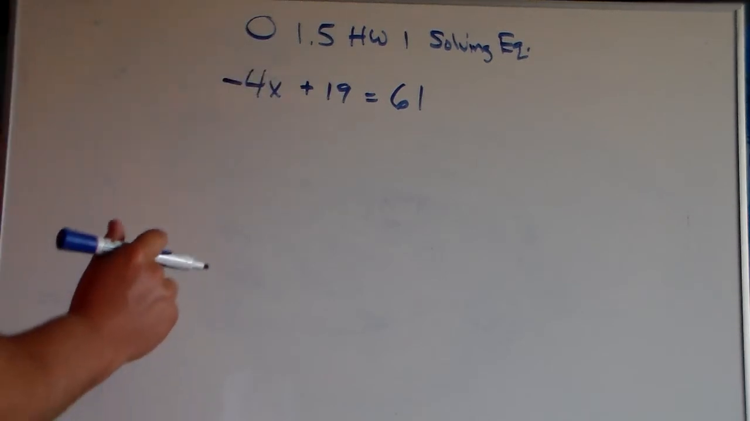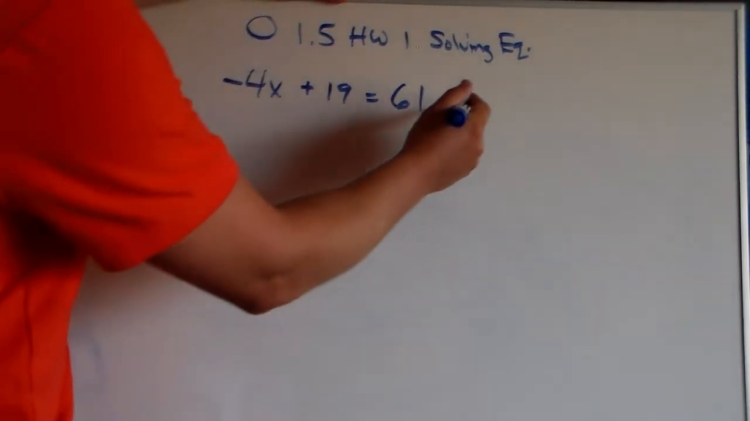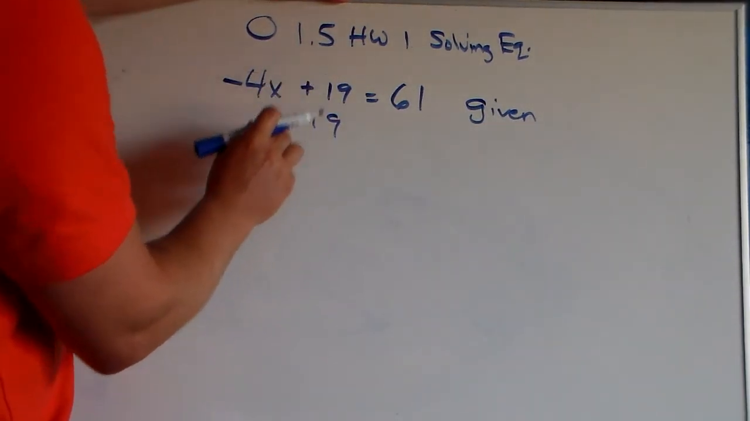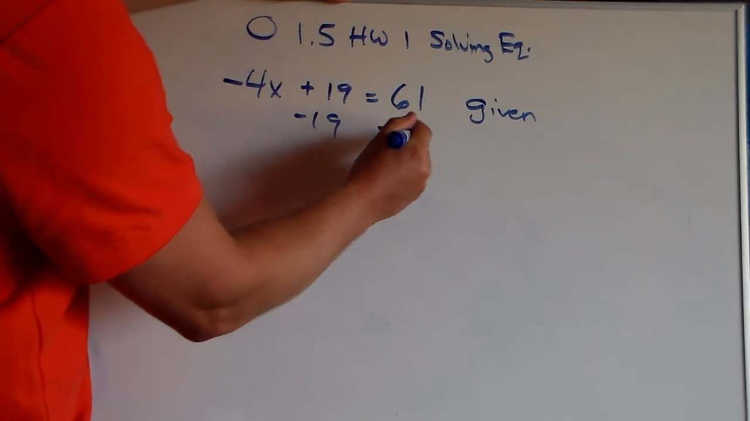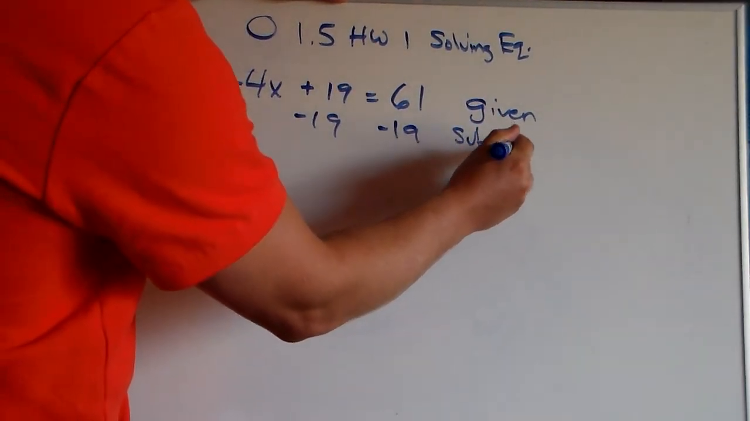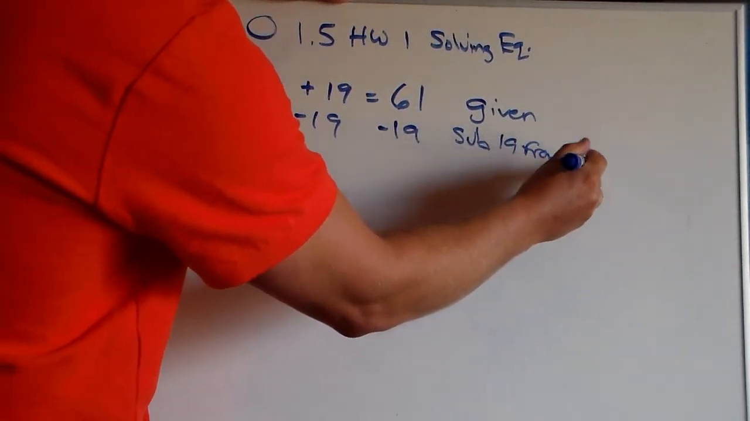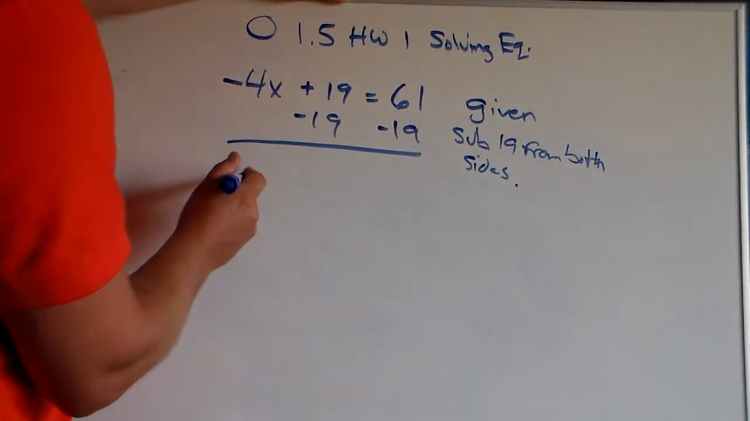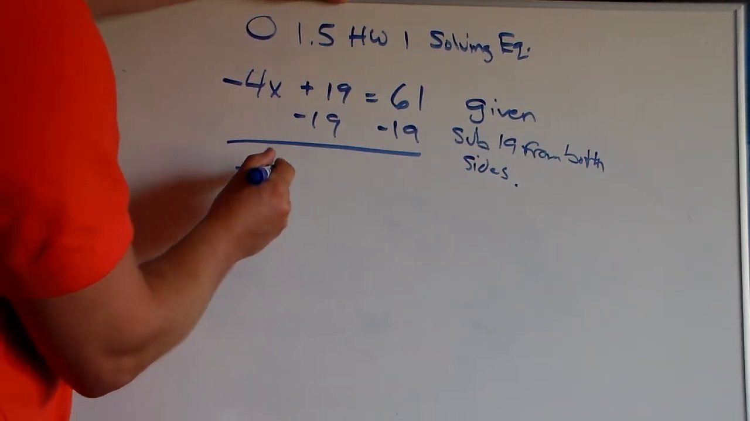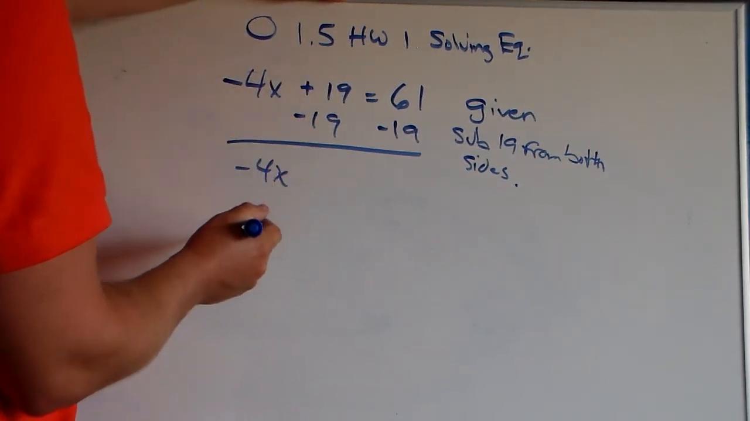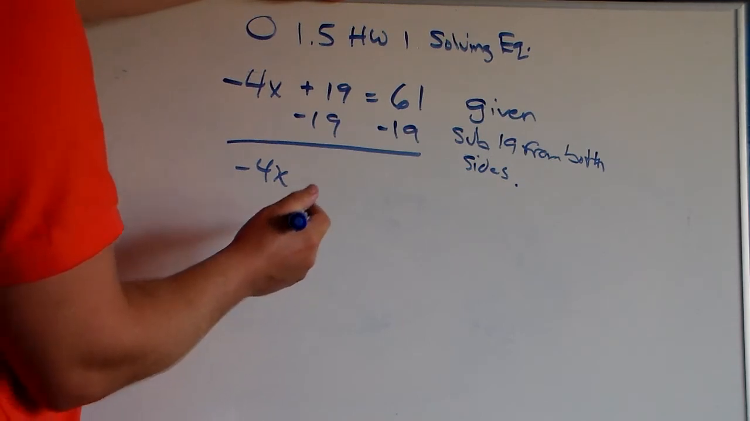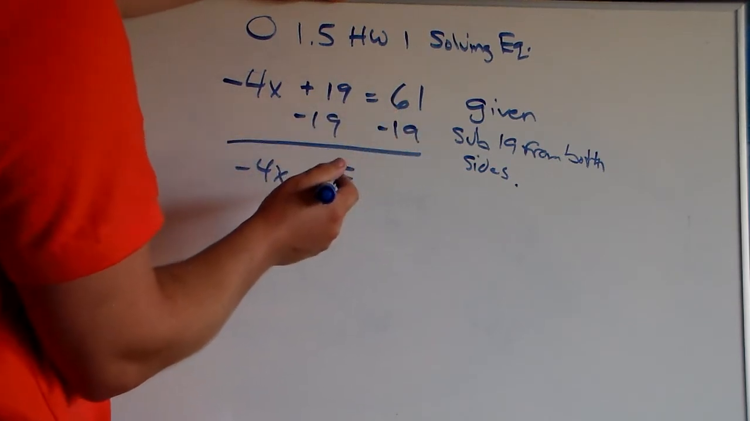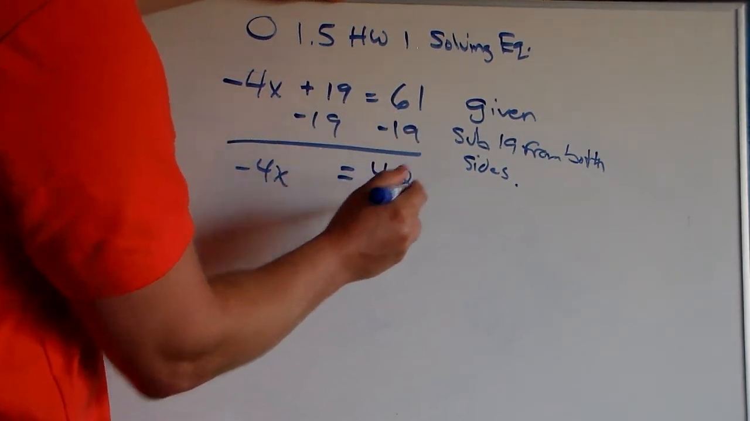Now, once again, our goal is to get x all by itself. We're going to use inverse operations. This is our given. We notice we have to move that 19 over to the other side, so we subtract 19 from both sides. So we have a negative 4x, positive 19, negative 19, they cancel each other out. So we don't write anything. Carry down our equal sign. 61 minus 19 gets us 42.